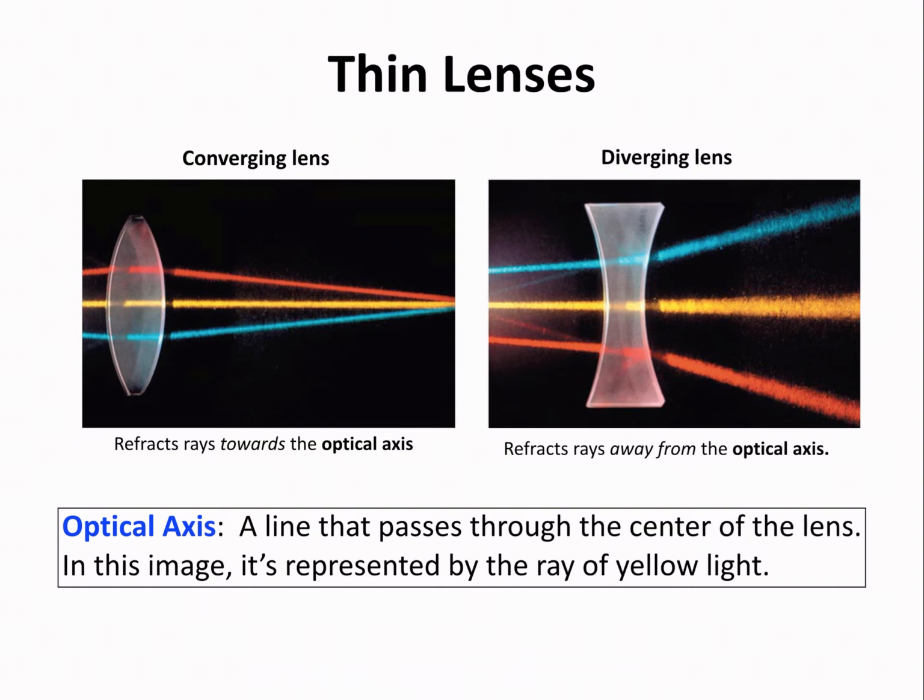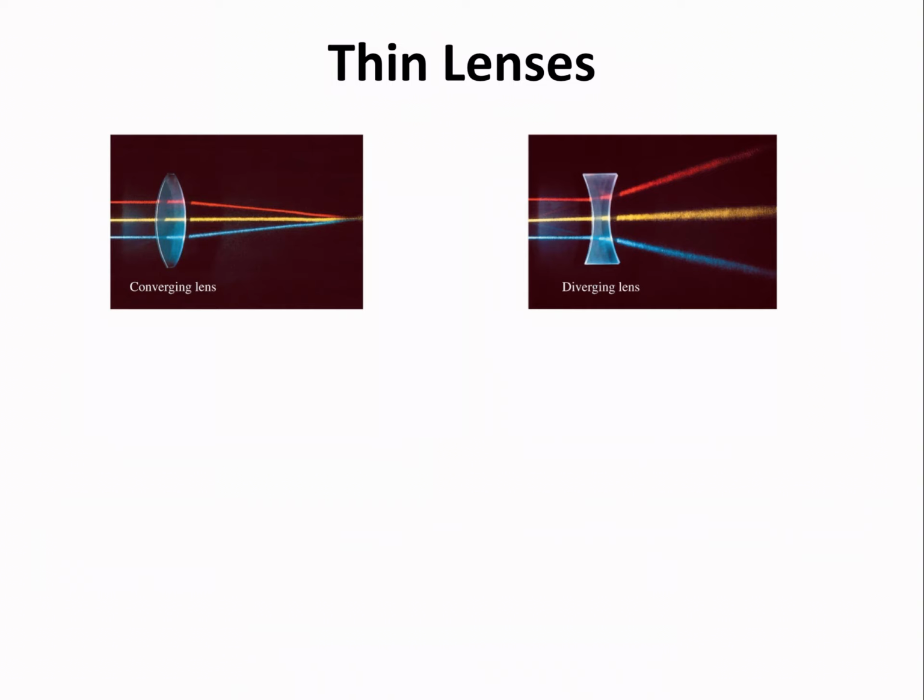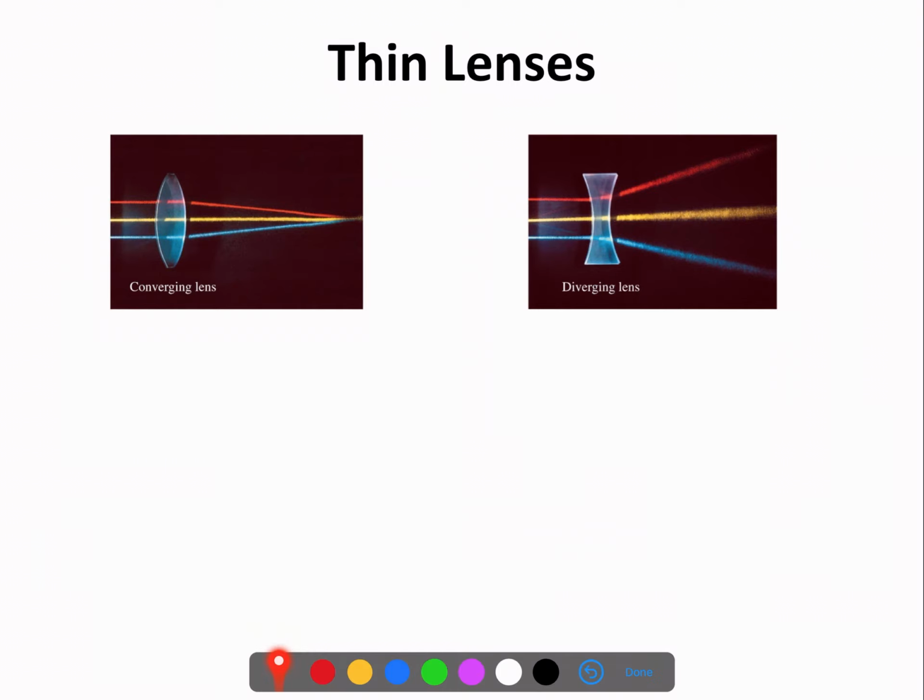So the optical axis is really important for the geometry. Here are our two special types of lenses, although there are many other types. This is a double convex, and this is a double concave. You could also have things like a plano convex.